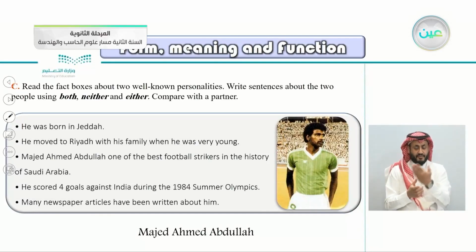Going to Majid Ahmed Abdullah, he was born in Jeddah. He moved to Riyadh with his family when he was very young. Majid Ahmed Abdullah, one of the best football strikers in the history of Saudi Arabia. He scored 4 goals against India during the 1984 Summer Olympics. Many newspaper articles have been written about him.